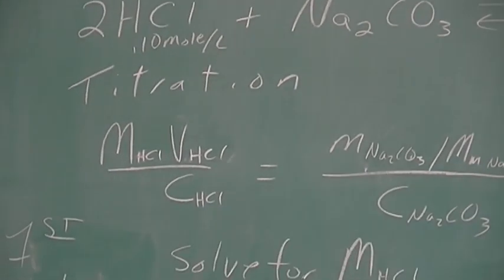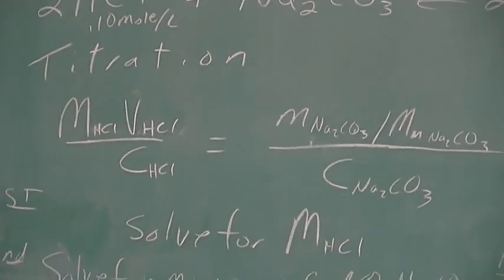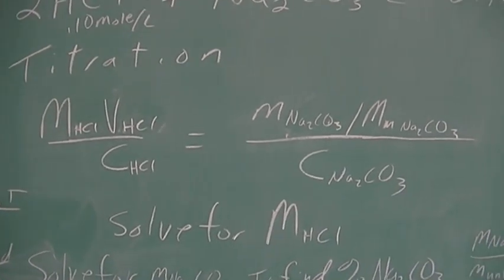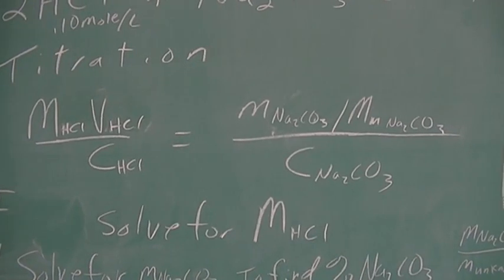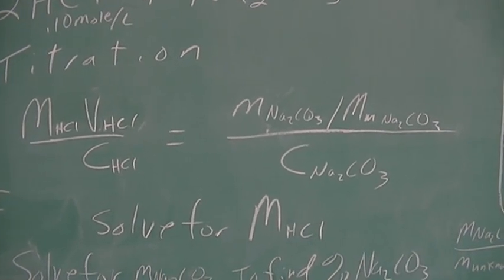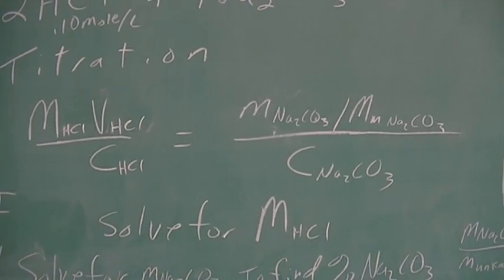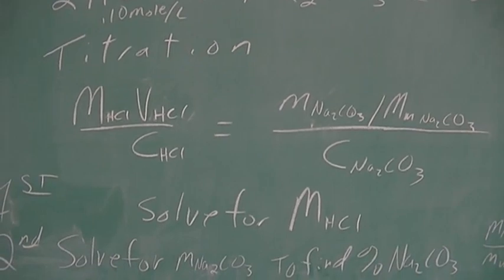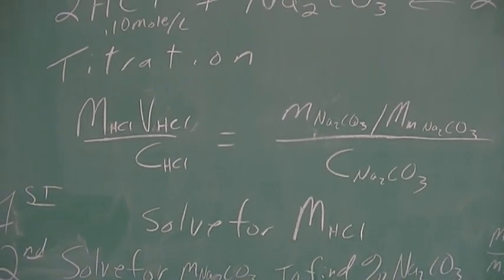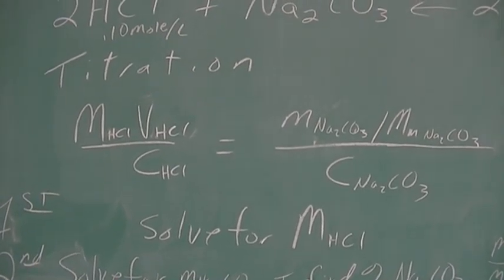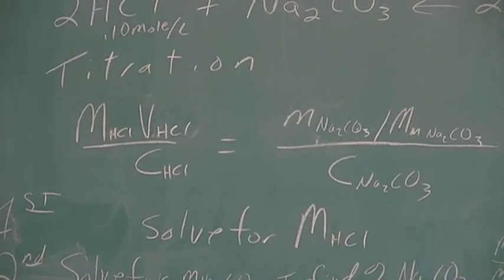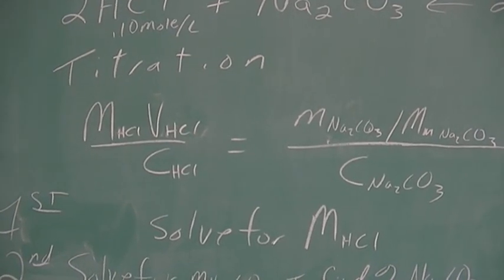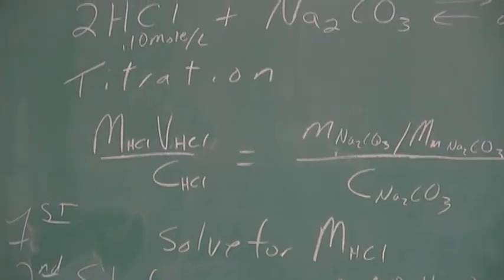Now, for this titration, the titration equation is MV over C is equal to m, which is mass, divided by molar mass, all divided by C, which is your coefficient in your balanced chemical reaction. So the molarity of HCl, that is what we're going to solve for in the first part. We're going to have our volume of HCl from our titration, which must be put into liters in order to have moles on the left. And then the coefficient of your HCl is right there.